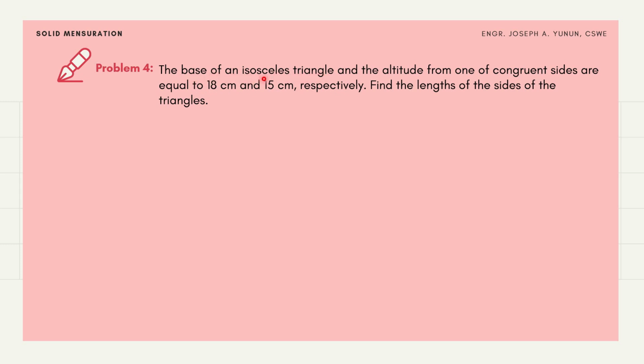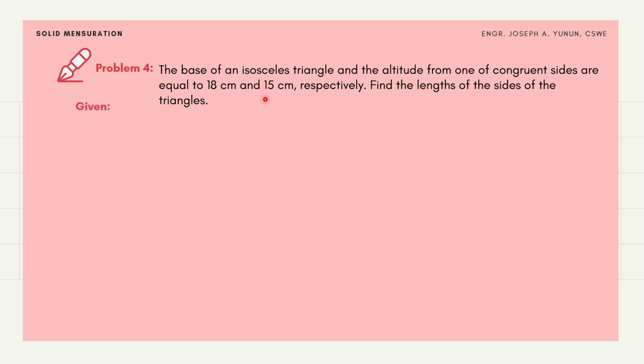So probably this is a given isosceles triangle. Then the base and the altitude from one of the congruent sides are 18 centimeters and 15 centimeters respectively. So 18 centimeters is given as your base, and the altitude from one of the congruent sides is 15 centimeters. You have here the word respectively based on this given sentence.